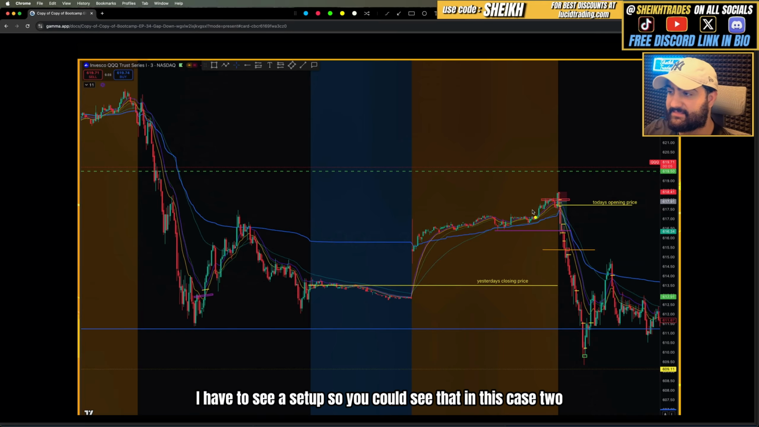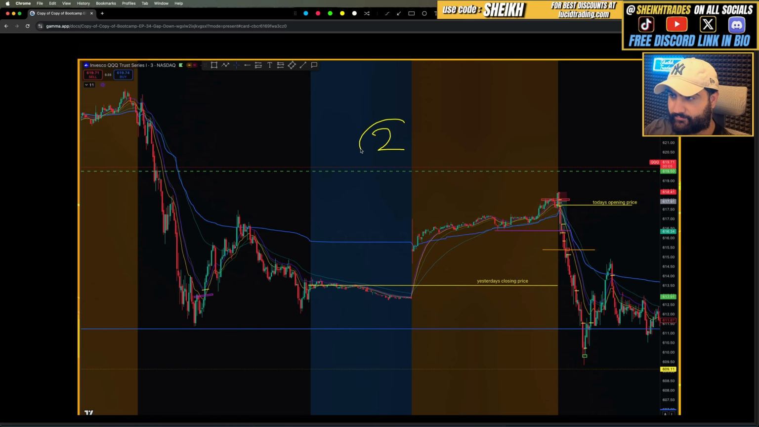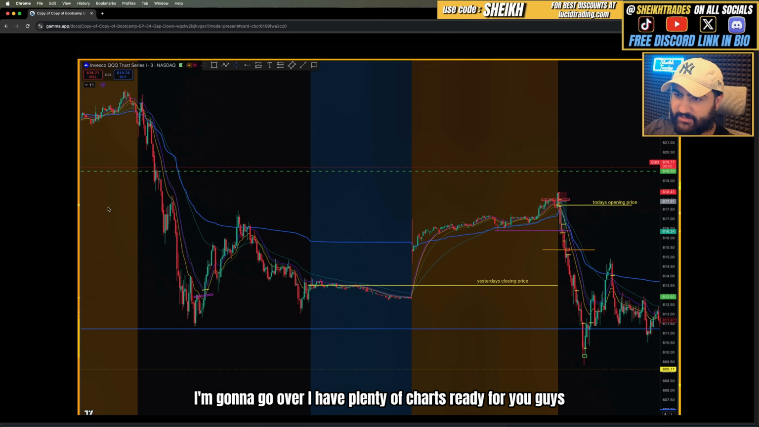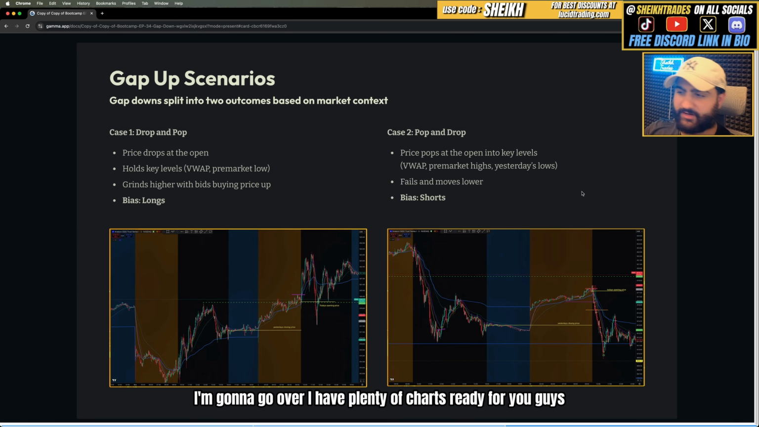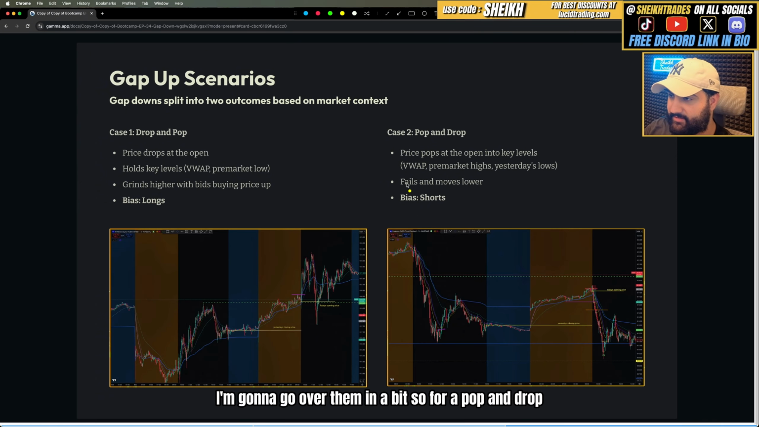So you could see that in this case two, we have the pop and drop. This is exactly the opposite of the other one. We pop and then we drop all the way down. And this is for me bearish setups. I have plenty of charts ready for you guys. I'm gonna go over them in a bit.